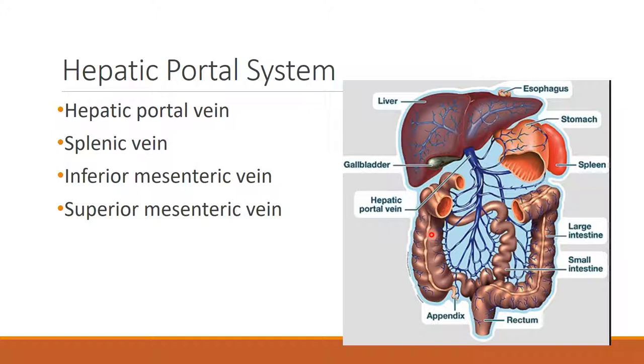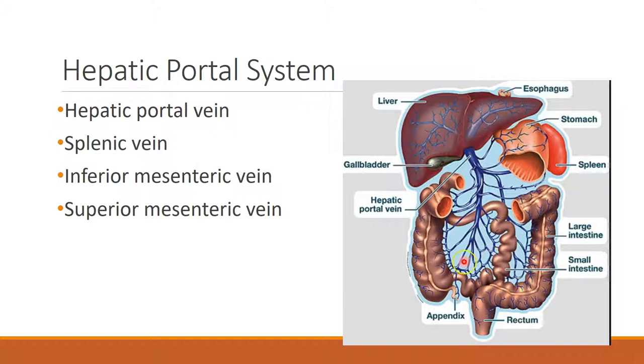Portal means enter. And remember, that's unique for veins, right? Veins usually pull blood out of organs. They drain organs. It's unusual for a vein to enter or feed an organ. The hepatic portal system is just that. It's an entrance into the liver system. So hepatic means liver and portal means entrance. And this is very important.